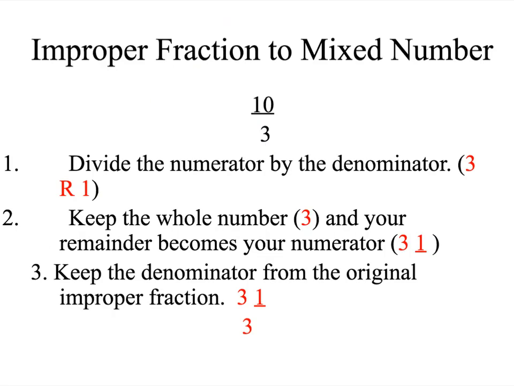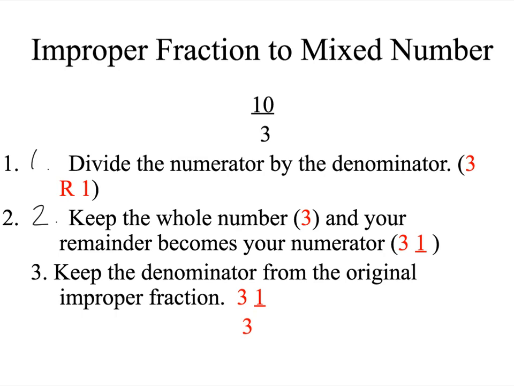Now we need to learn how to take an improper fraction and turn it into a mixed number. So here is my improper fraction, 10/3. We know it is improper because the numerator, 10, is larger than the denominator. So it doesn't look right, it doesn't look proper. So the first step, now they aren't numbered, the first step is to divide the numerator by the denominator.